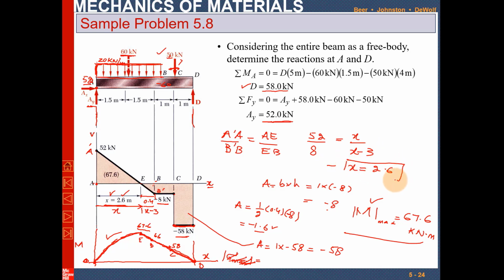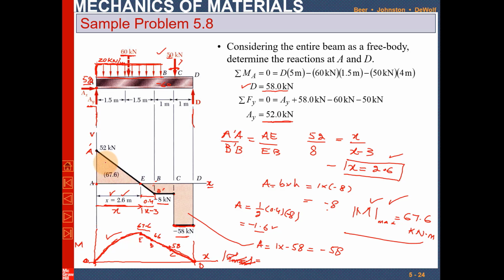So at x equal to 2.6, the shear force will be 0. So the bending moment will be maximum at x equal to 2.6. Again, if you have the bending moment equation, you will put x equal to 2.6, and then it will give you the maximum bending moment. Either you know that at this point shear force is 0, so the bending moment will be maximum at this point.